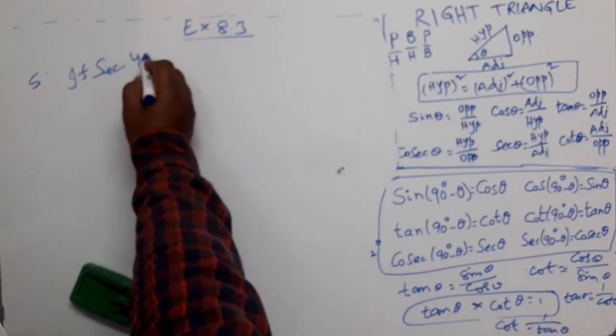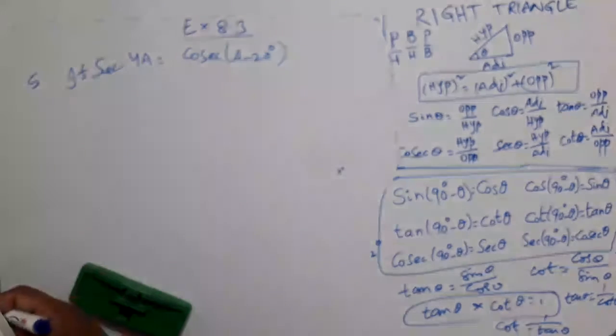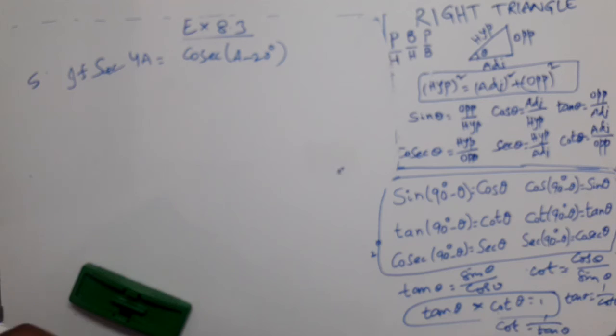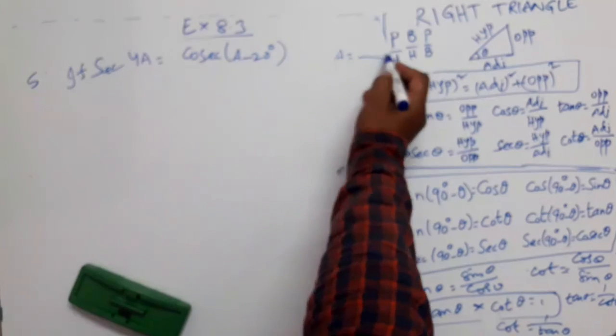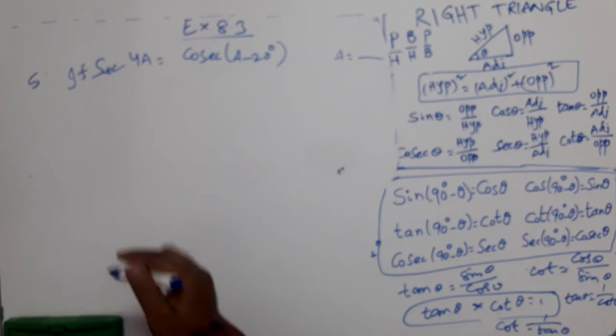If sec 4a is equal to cosec a minus 20 degrees, where 4a is an acute angle, find the value of a. That is the question. Yes, this is in the same way again. This is the secant, this is cosecant. Is there any relation between these two?